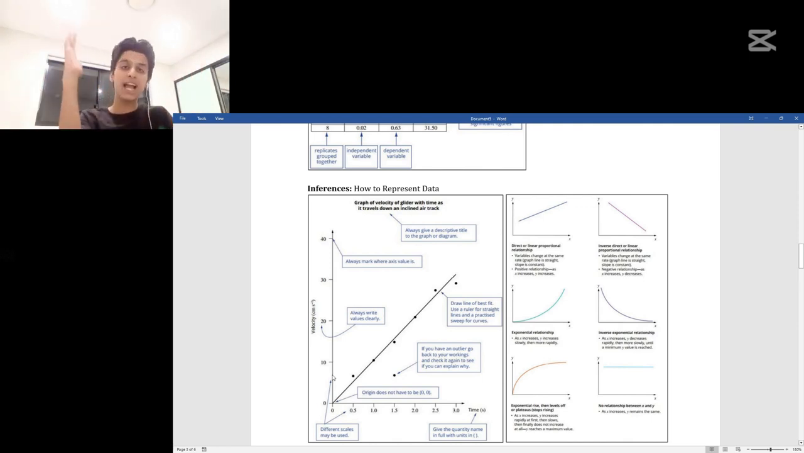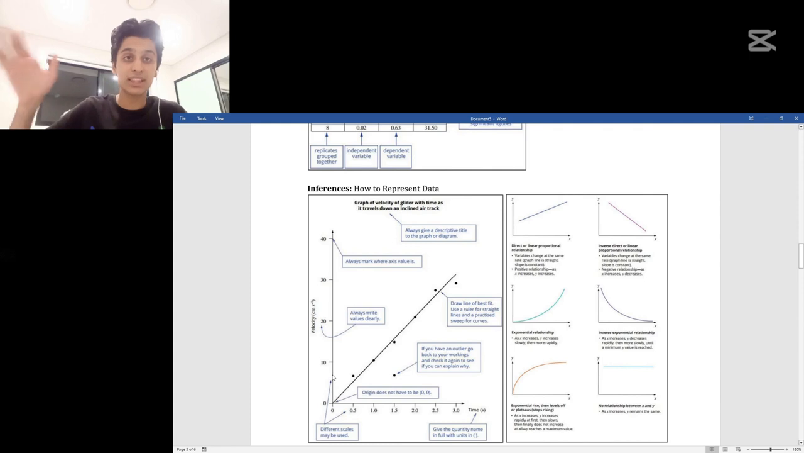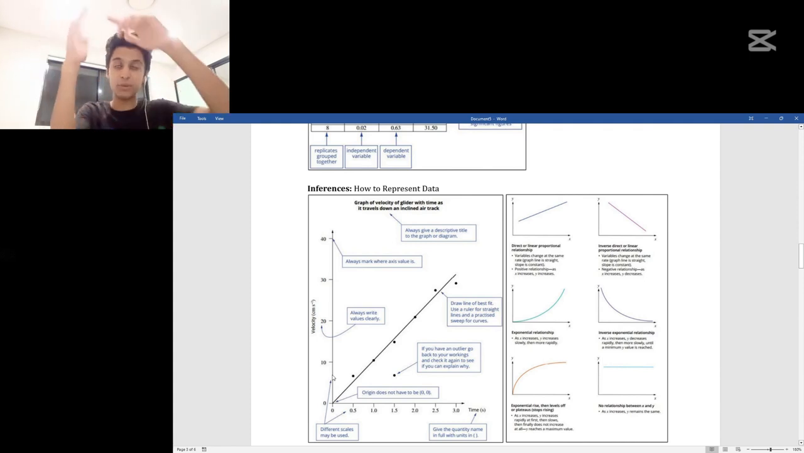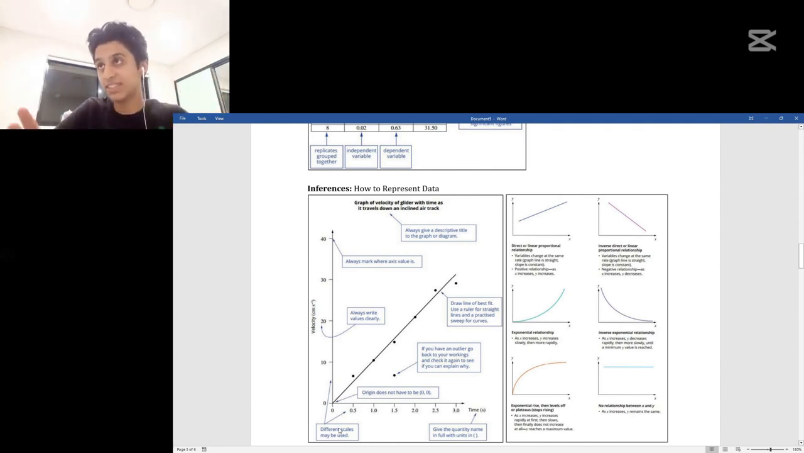However, the thing is, you can use different scales. So this can increase at a certain rate and this can increase at a different rate. But make sure that the rates are consistent within the axes. As you can see here, different scales may be used. Okay. Secondly, origin does not have to be 0, 0.